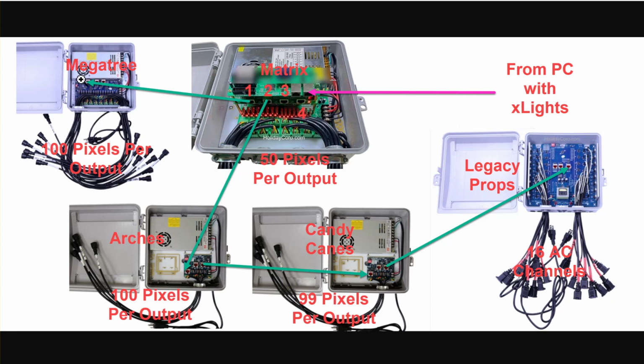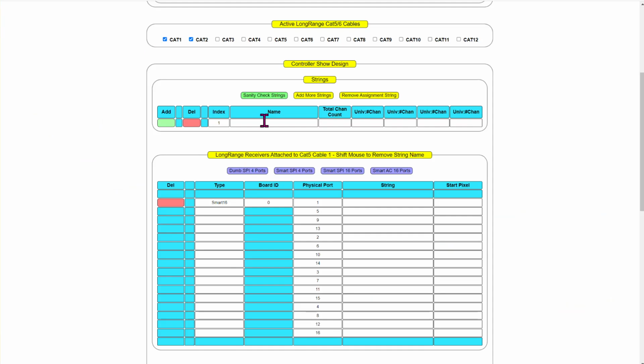Now we need to tell it what's connected to those cables. And again, as I mentioned before, you must know what is going to be connected to each one of these outputs. So designing your display is the first step before configuring it. And in this case, we have 100 pixels per output, 199, and 16 ACs. So let's go ahead and tell it what we have.